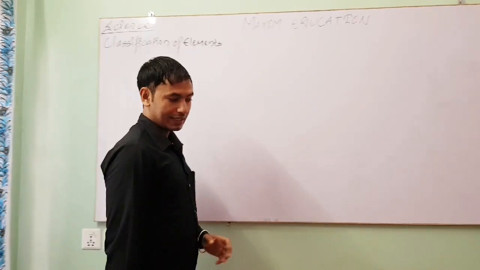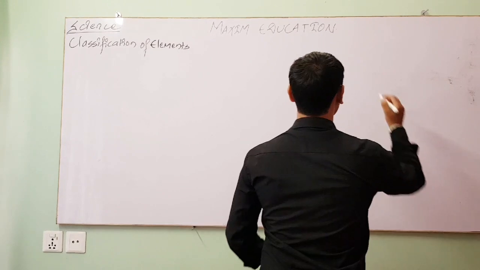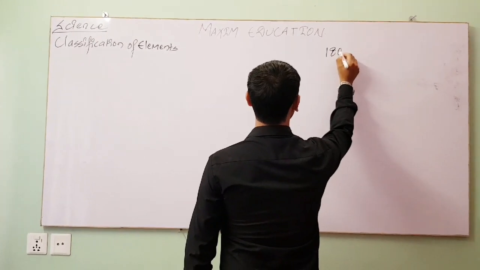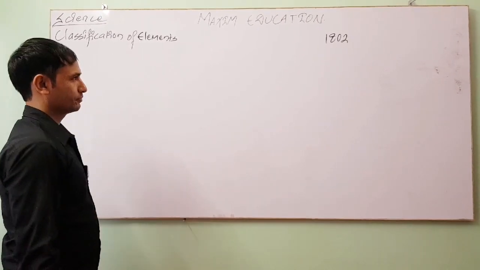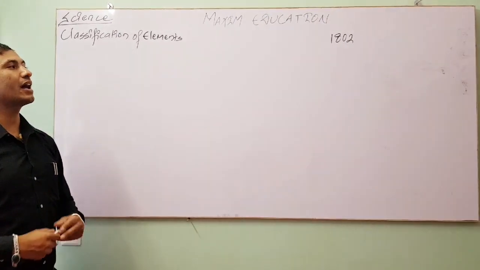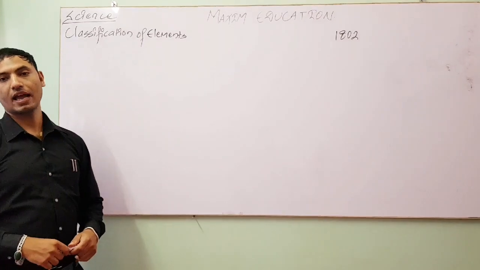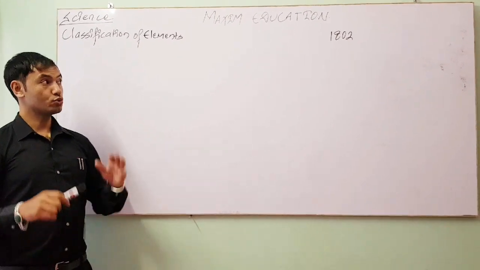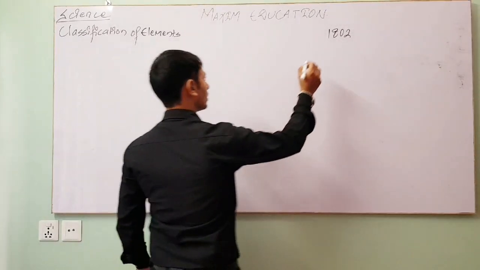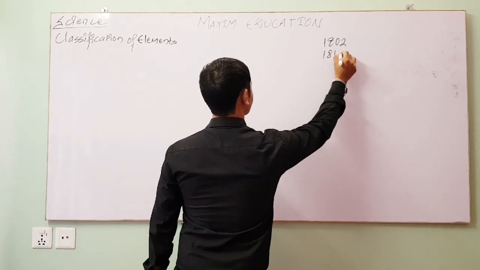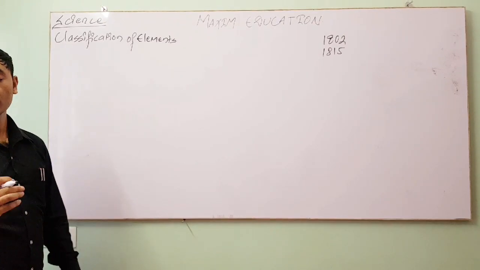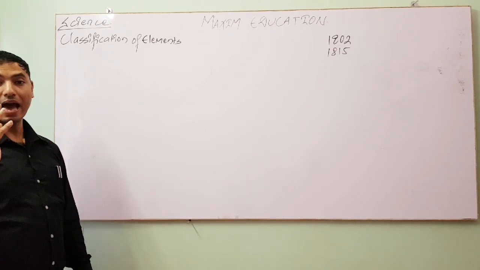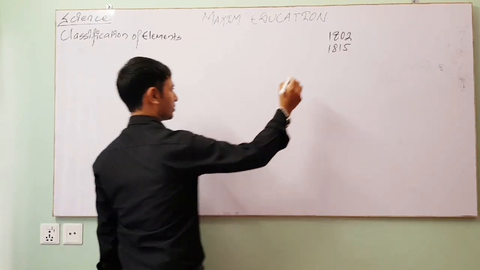When John Dalton gave his atomic theory in 1802, scientists then started to classify elements. But soon after, in 1815, Prout gave his hypothesis about the relationship between elements and the hydrogen atom.